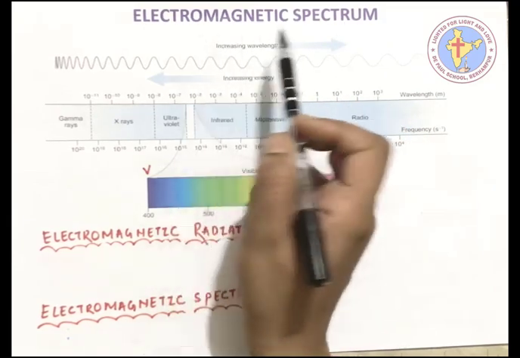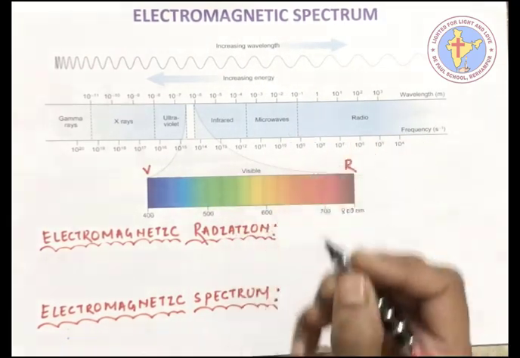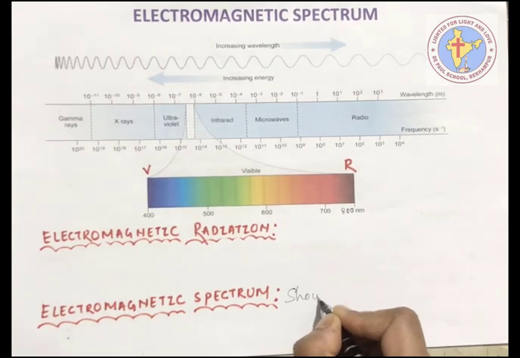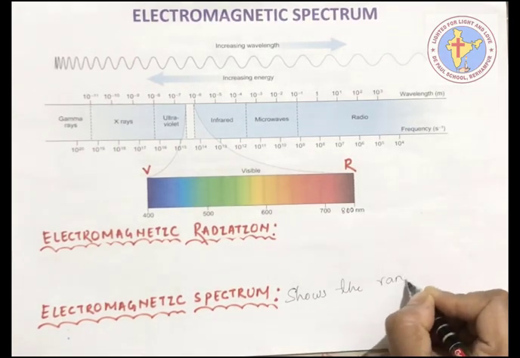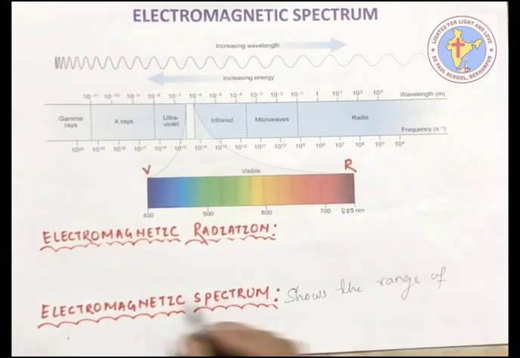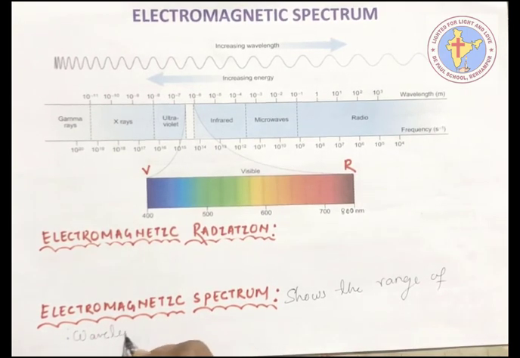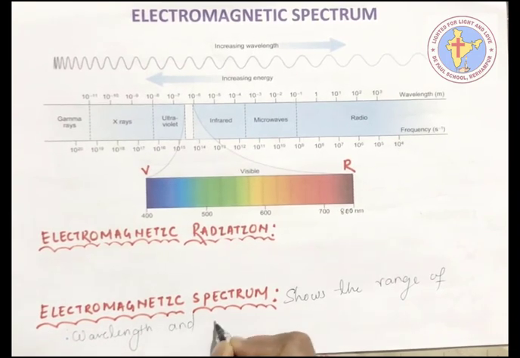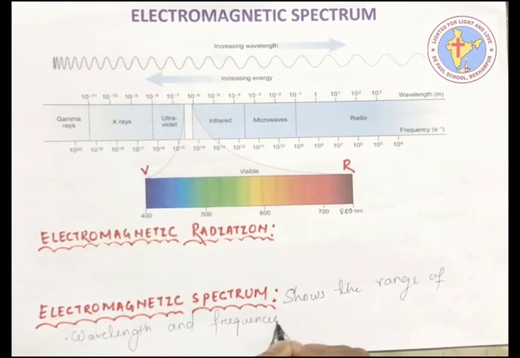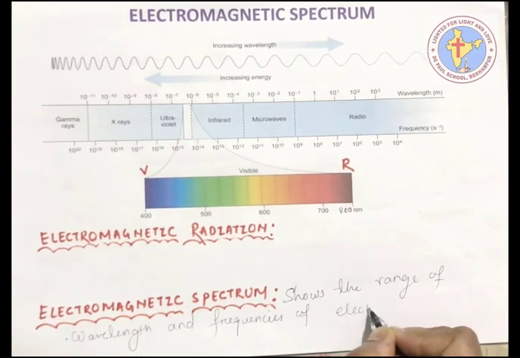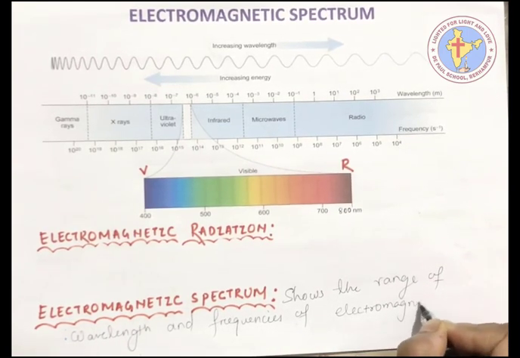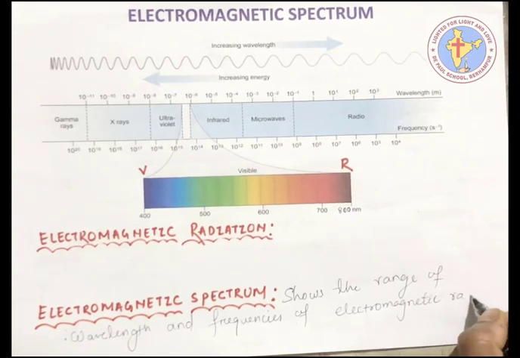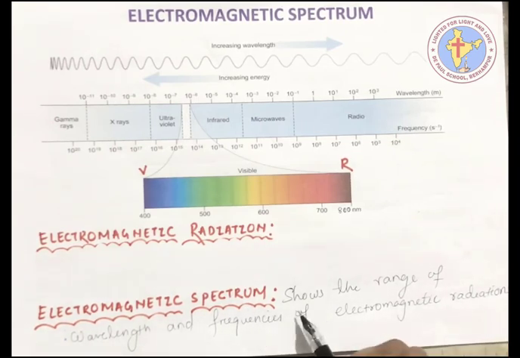Electromagnetic spectrum. What do you mean by electromagnetic spectrum? Electromagnetic spectrum shows the range of wavelength and frequencies of electromagnetic radiations. So electromagnetic spectrum is a spectrum which shows the range of wavelength and frequencies of electromagnetic radiation.